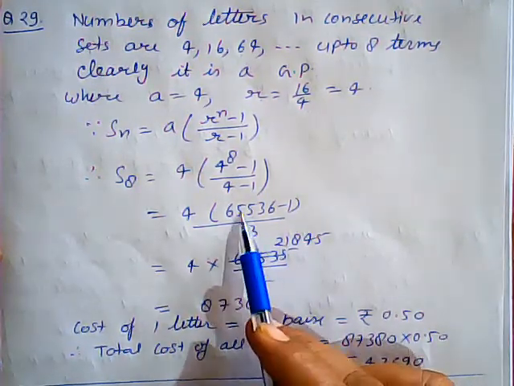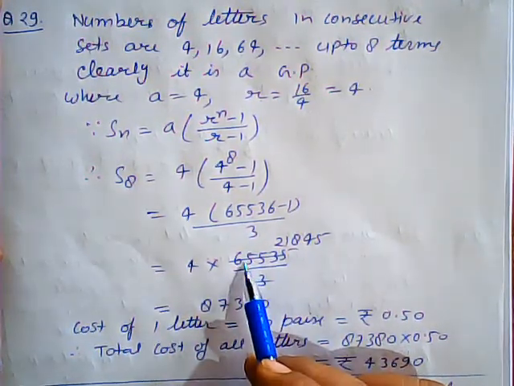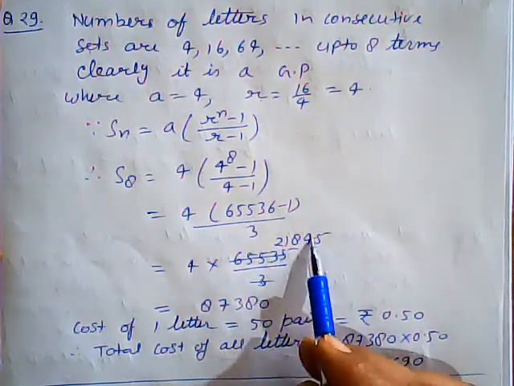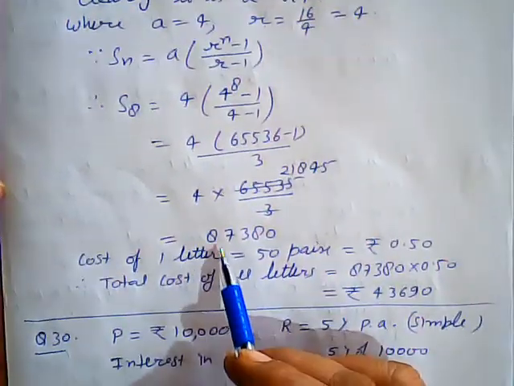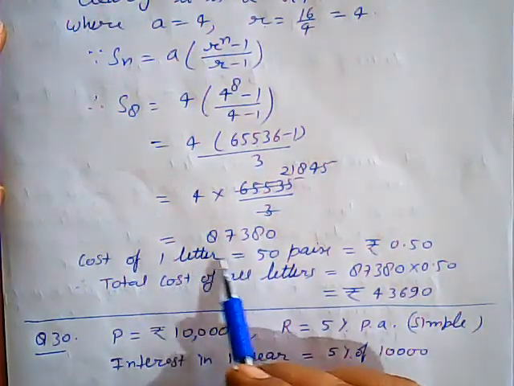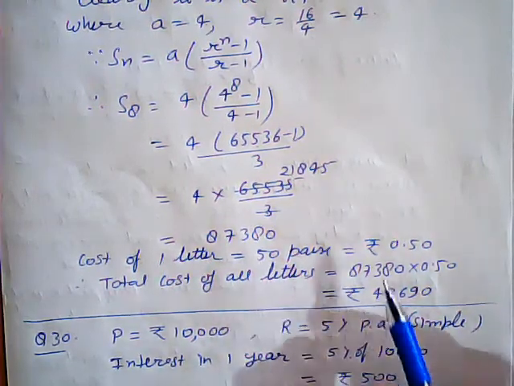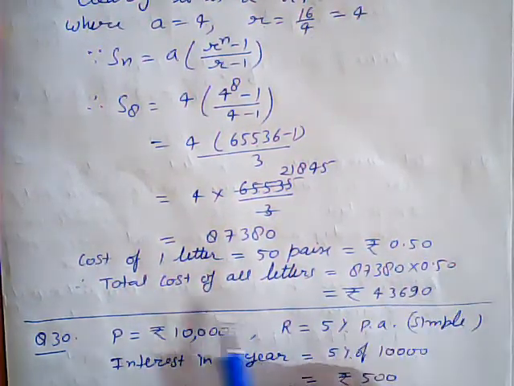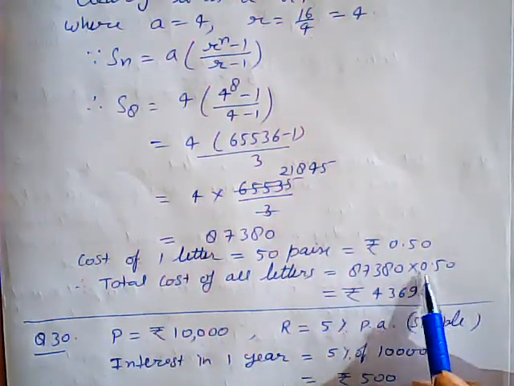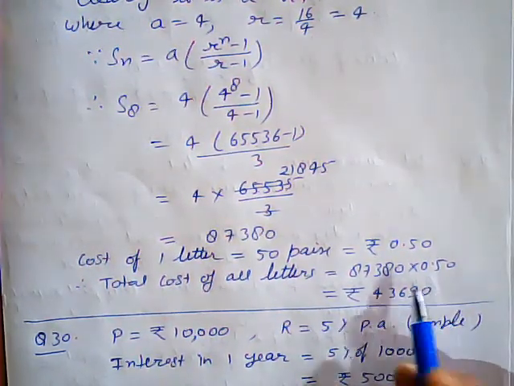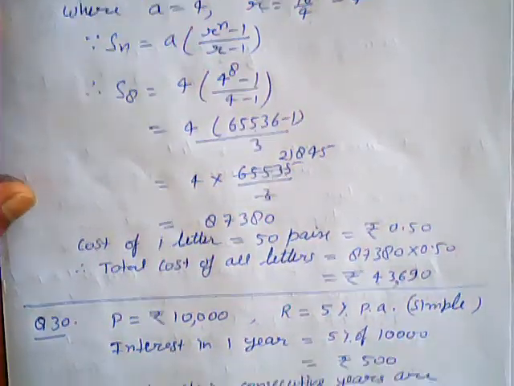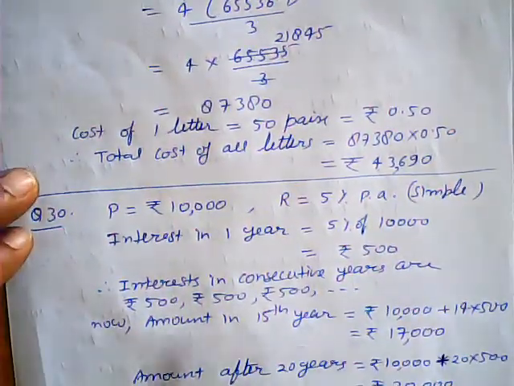Now when we subtract 1, we get 65,535 and cancel it by 3. The total number of letters posted was 87,380. Cost of one letter is 50 paise equal to rupees 0.50. The total cost of all letters equal to number of letters multiplied by cost of one letter. So it is rupees 43,690.